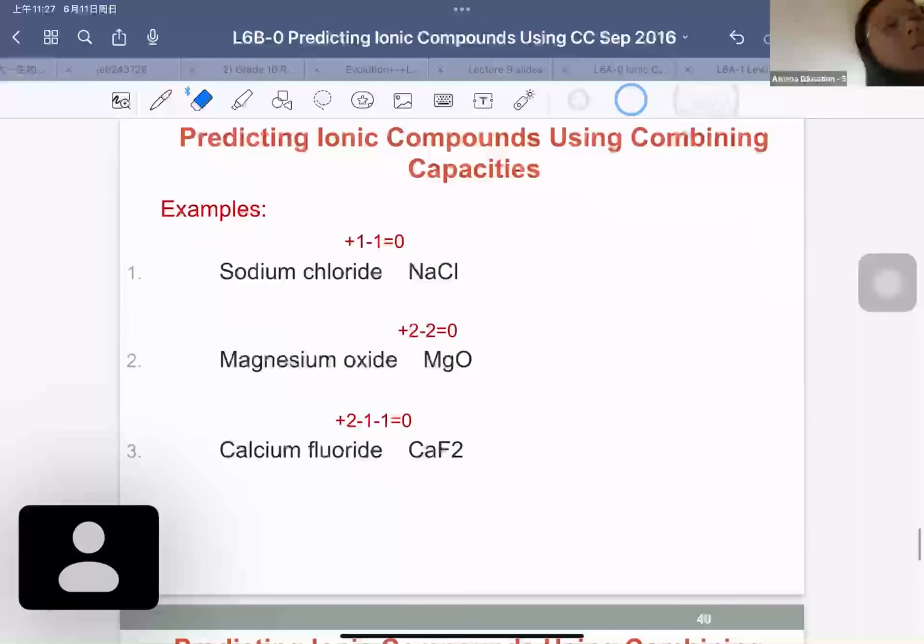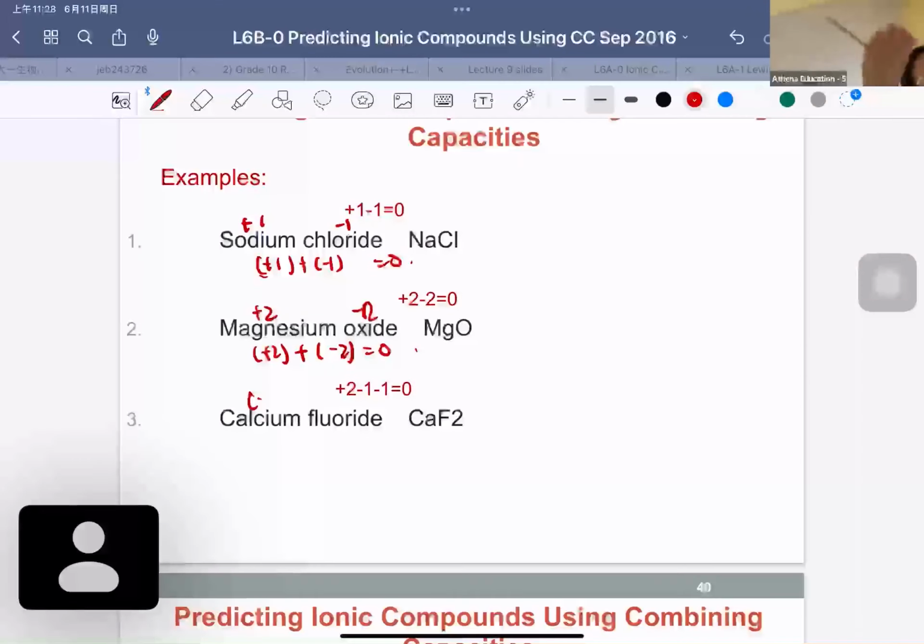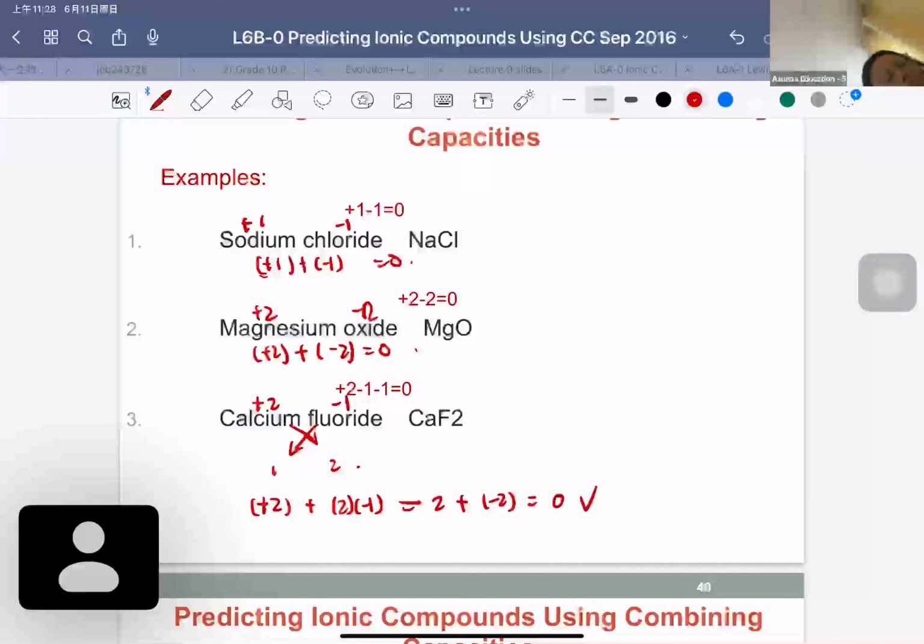So here you have sodium, which is +1. You have chlorine, that's -1, so equal to 0. And you have magnesium, which is +2. Oxygen is -2. You have +2 plus -2 equal to 0. So for calcium fluoride, it's +2. And then the fluoride is -1. But here, remember, you need to cross multiply this 1 and 2. So we have +2 plus 2 times -1. So you have 2 plus -2, which is 0. All right. So all the sums should add up to 0.